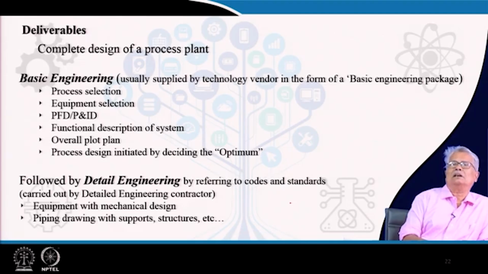What they do is, to the client they provide a basic engineering package. It talks about the process, the equipment selection and the selected vendors from which the equipment can be purchased. It includes a PFD, it includes a P&ID. I will detail these two immediately after this. It has a functional description of the system. It has an overall suggested plot plan. The process design is after this and is expected to be optimized.